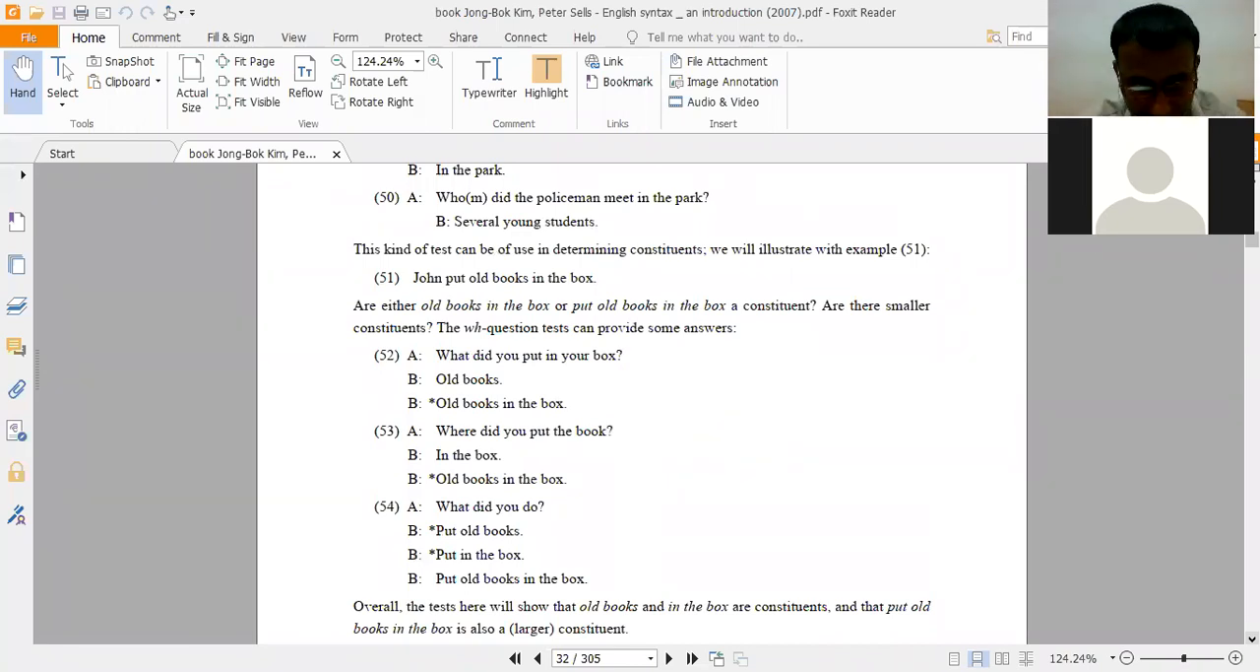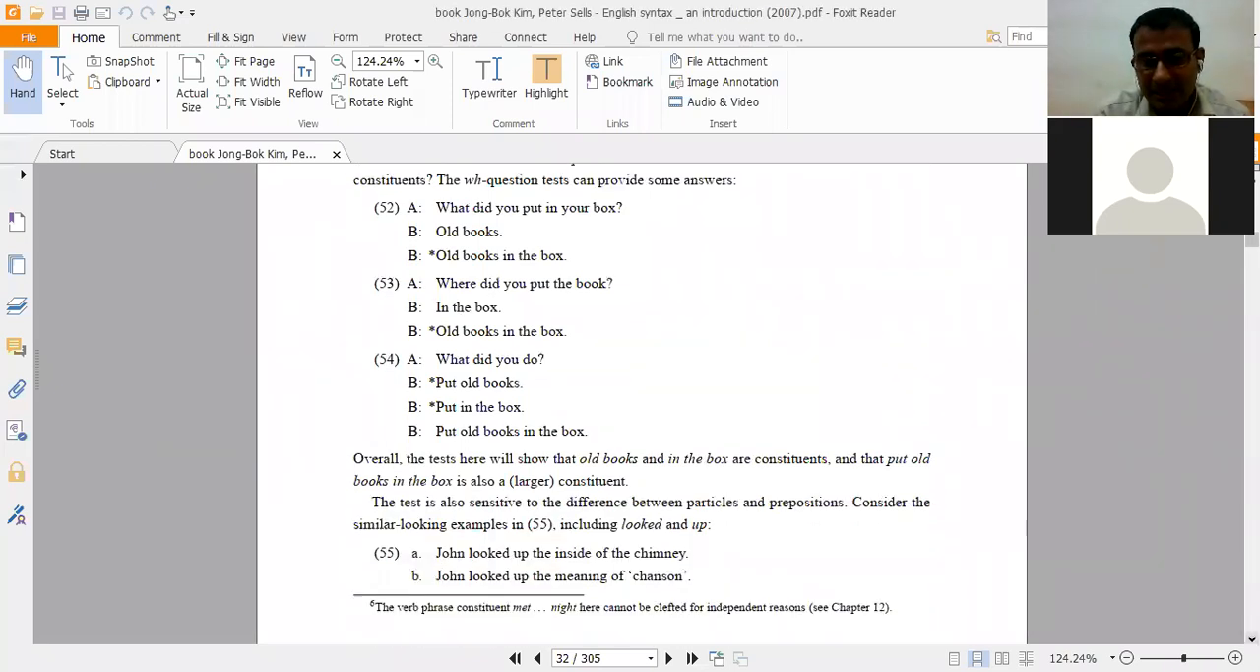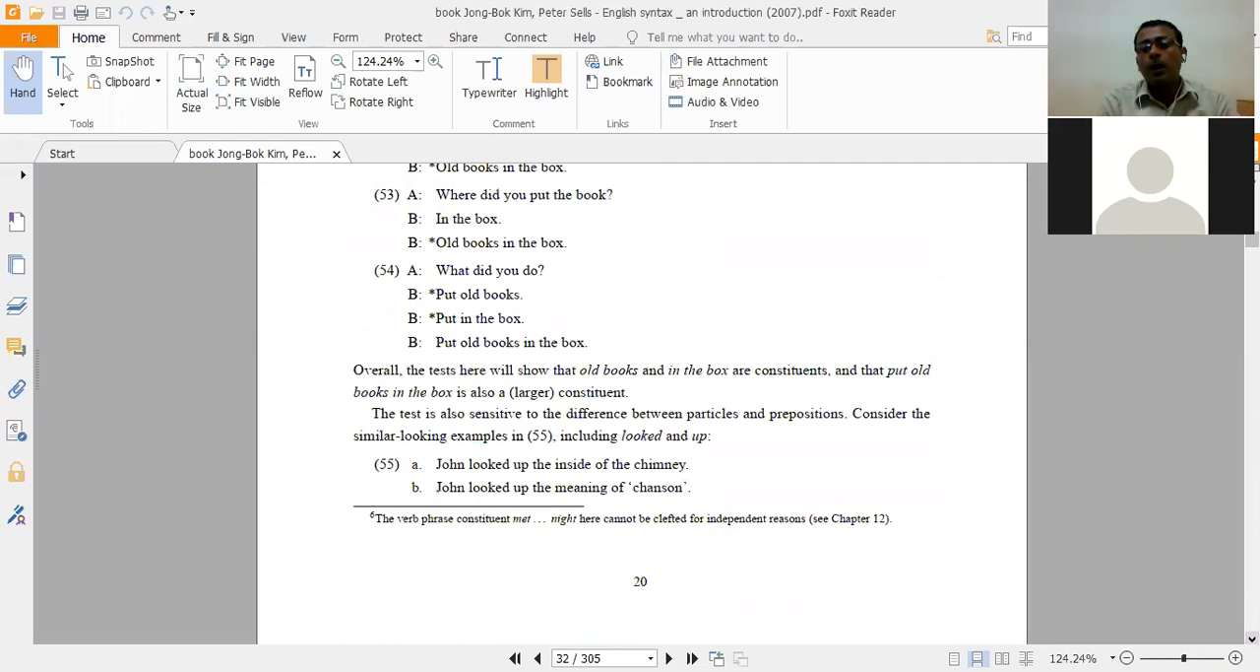That's a larger fragment. Where did you put the books? In the box. You can't say old books in the box. What did you do? You can say put old books in the box. You can't say put old books or put in the box. So the WH question test helps us to understand constituency. Overall, the tests here will show that old books and in the box are constituents, and that put old books in the box is also a larger constituent.